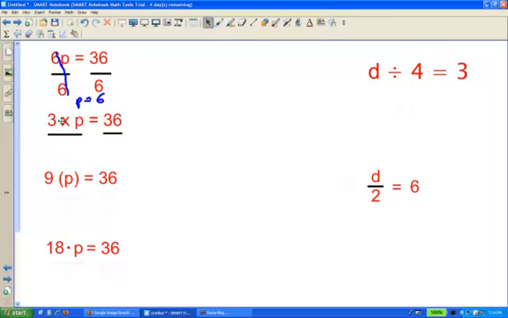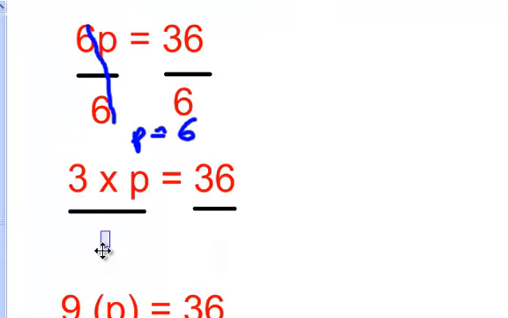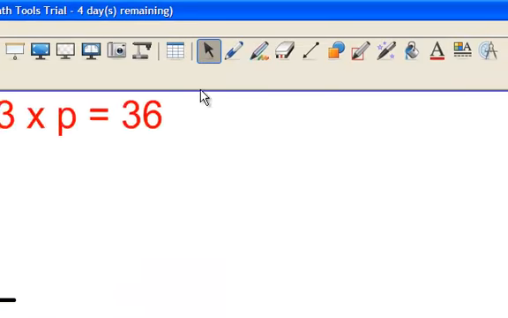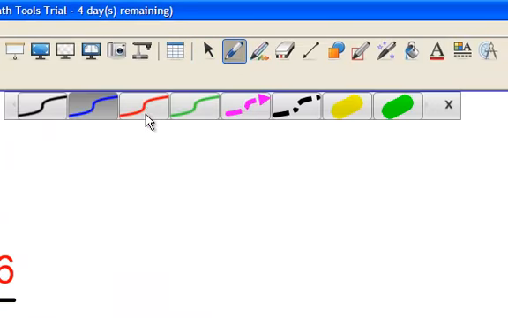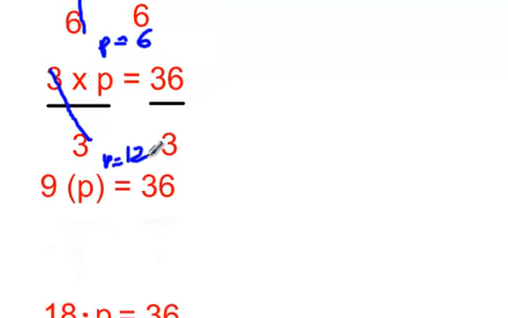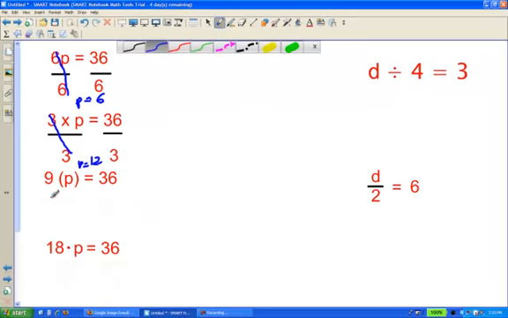Alright, we know we're going to divide here because it's a times sign. That's automatic. What am I dividing by? I'm dividing by the number 3. If I divide by 3 on one side, I'm going to divide by 3 on the other. And this time, these 3's cancel, so p will be equal to 36 divided by 3. Everybody know what that is? That is going to be 12. P equals 12.